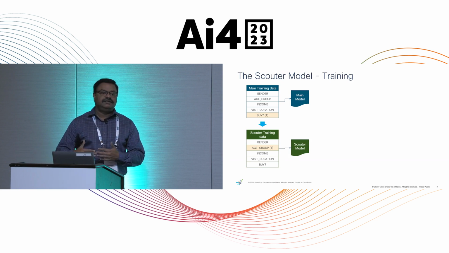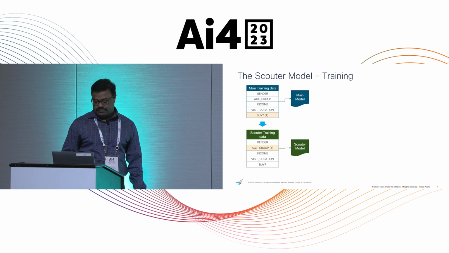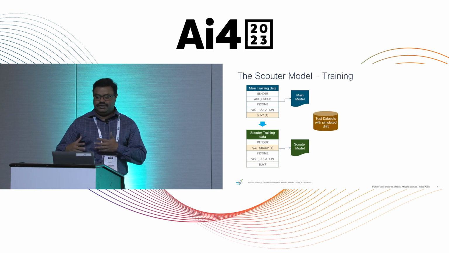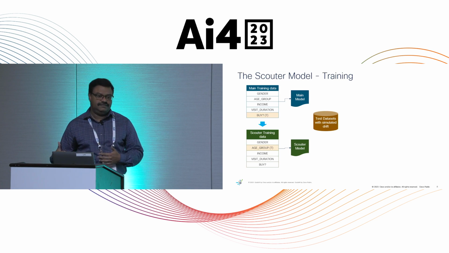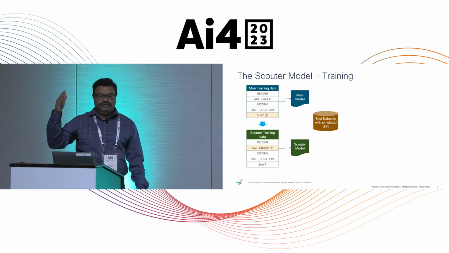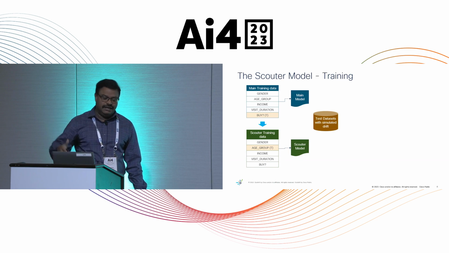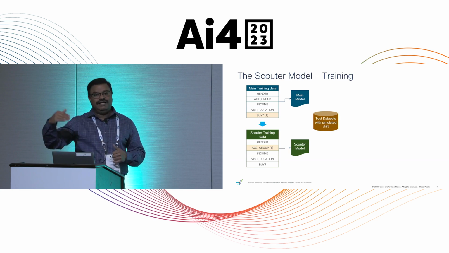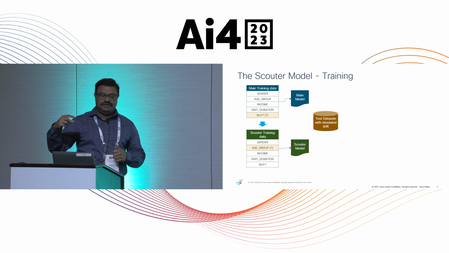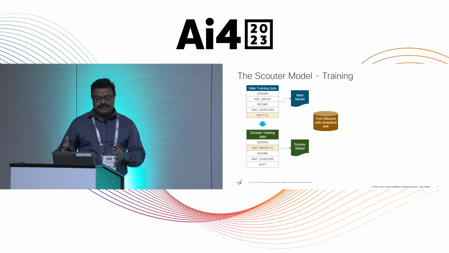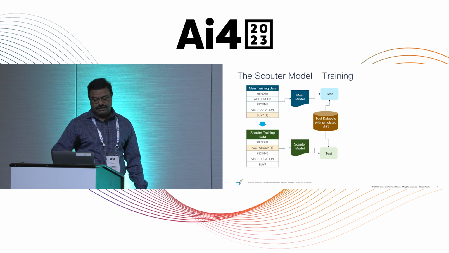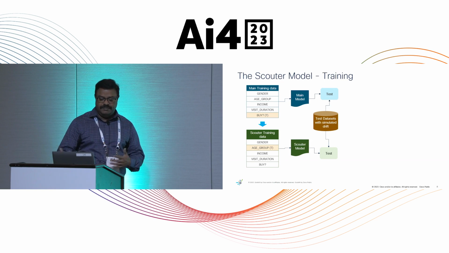Then we want to establish a relationship between the main model and the Scouter model. How you do that is you create test data sets with simulated drift. How do you simulate drift? You can introduce some randomness in the target in your training data set, at various levels of randomness, so 5%, 10%, 15%, that will automatically create some drift for you. So create these data sets with simulated drift, and then you test them with the main model and with the Scouter model. If you have like 20 data sets, then you observe what accuracy the main model and the Scouter model give.